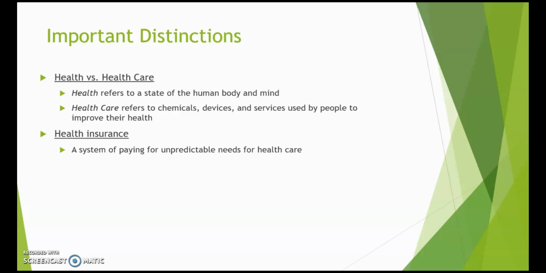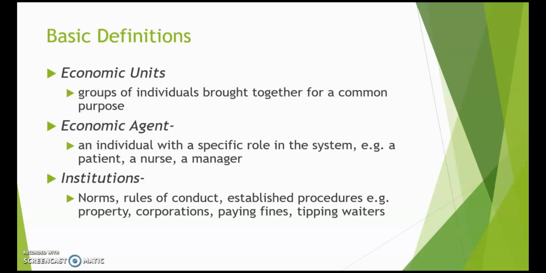We already talked about that before in the first couple of weeks, especially by comparing the system we can find in the European Union as opposed to the system we find in the United States. But let's continue with some basic definition within healthcare economics. Economics units, groups of individuals brought together for a common purpose. Economic agent is an individual with a specific role in the system, for instance, a patient, a nurse, or a manager. Institutions, norms, rules of conduct, established procedures, for instance, property, corporations, paying fines, and tipping waiters.